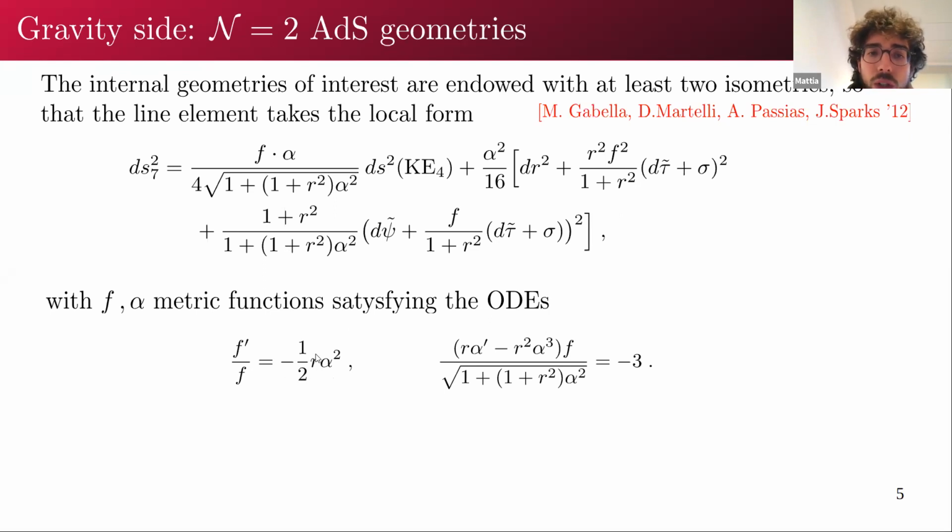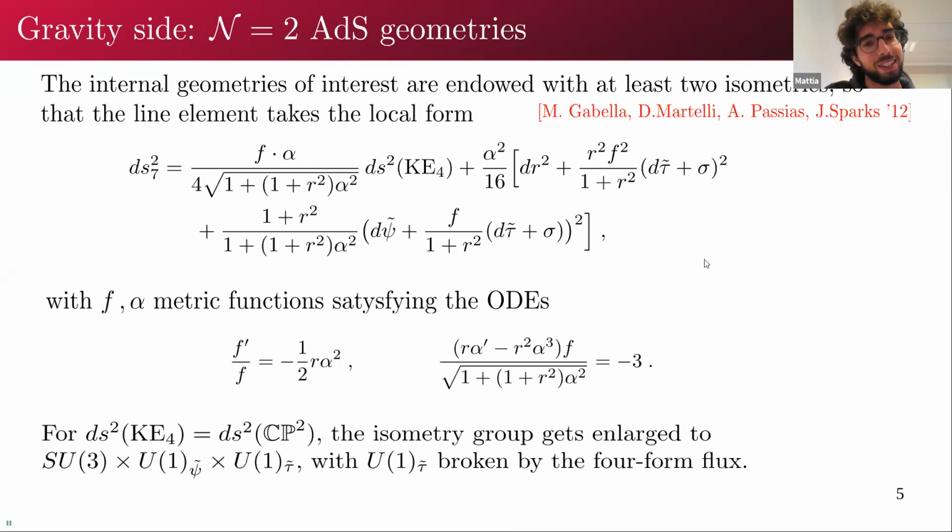They both depend on this coordinate r, which we will, with a misnomer, call in the following the radial coordinate, although we should keep in mind that this is an internal coordinate on this 7-manifold, and therefore is defined within an interval 0 to r naught. So it is not, properly speaking, a radial coordinate.